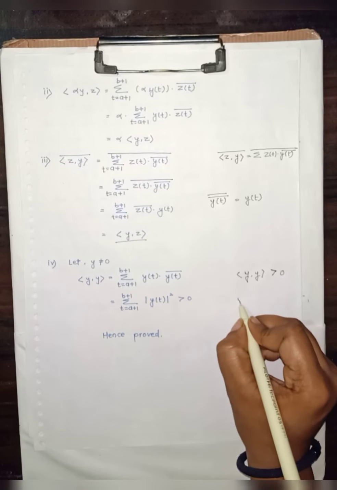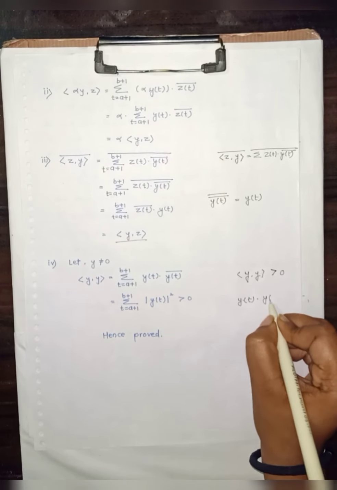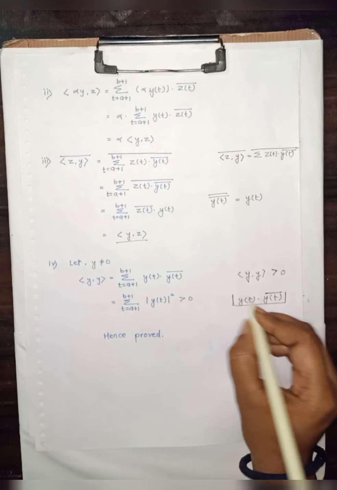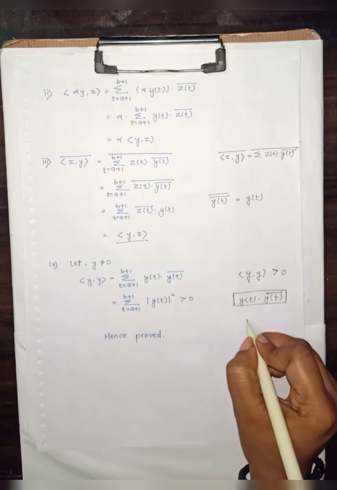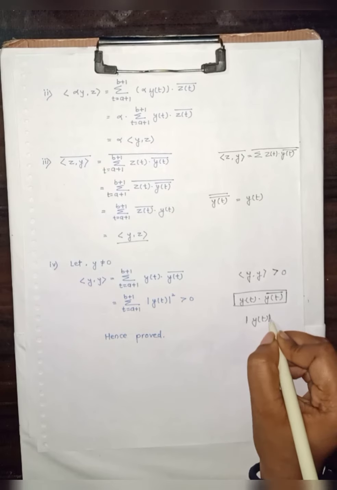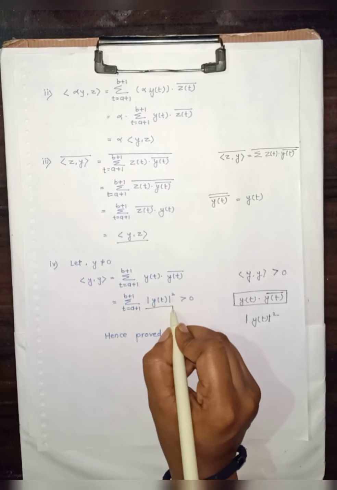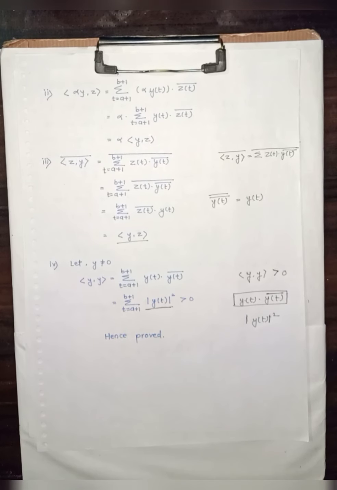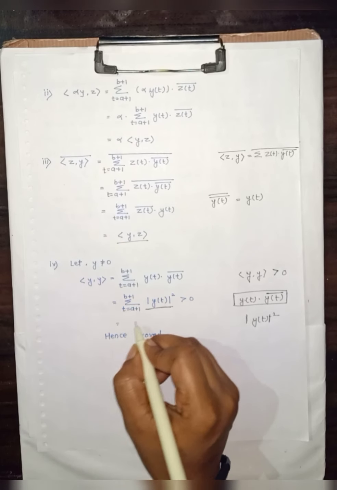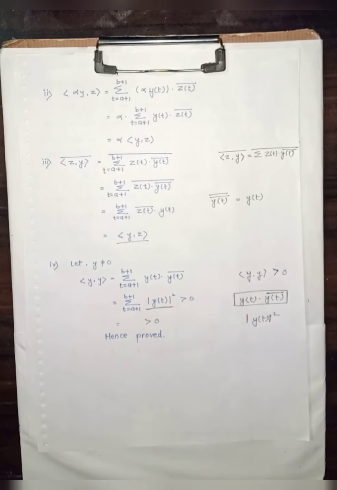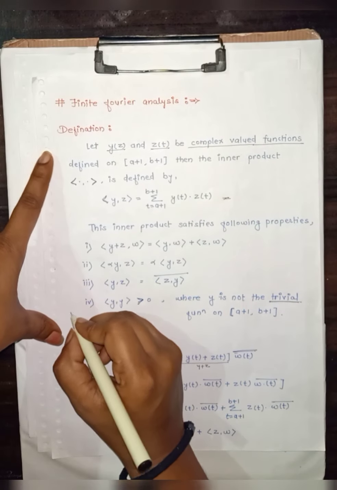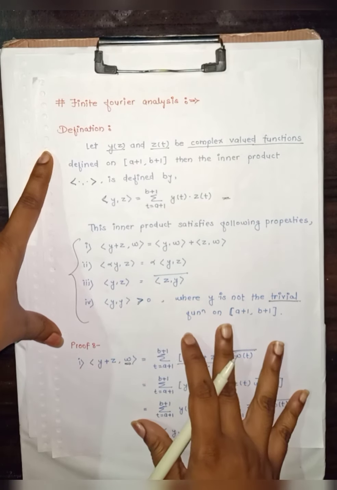We all know that y of t into conjugate of y of t can be written as the mod of y of t whole square. So we have written it like this, and that is always, mod is always greater than 0. So therefore that is greater than 0, and hence proved. Our fourth property is proved, and therefore for the finite Fourier analysis, these four properties are proven.